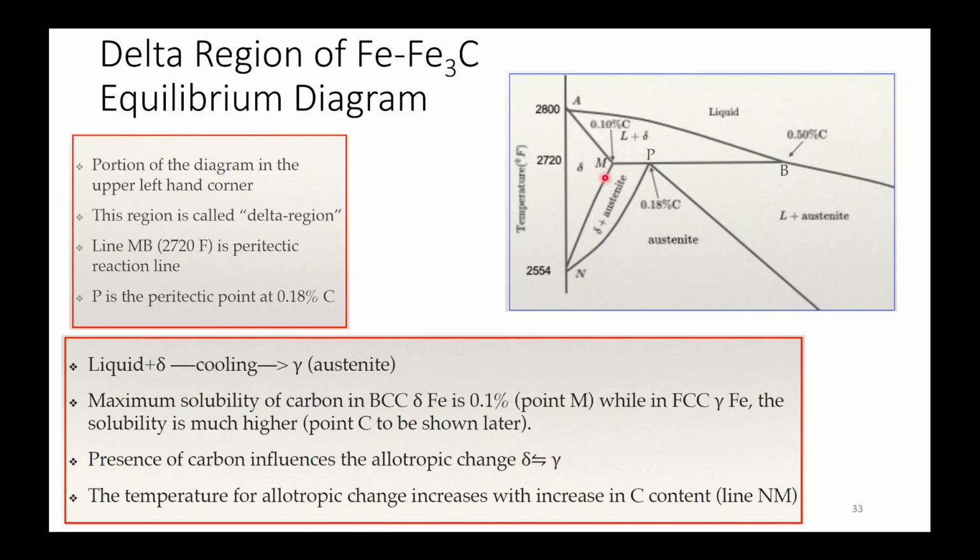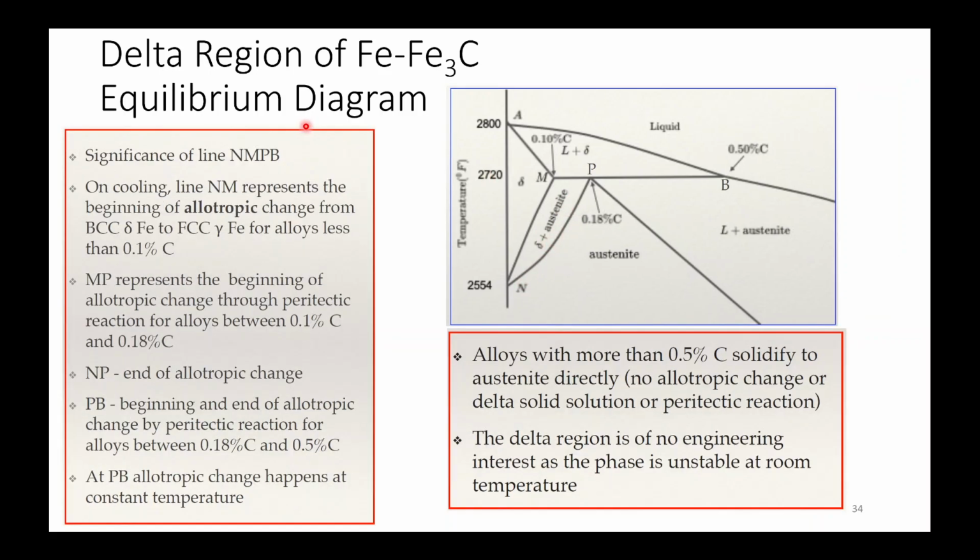So as the carbon keeps on increasing, you can see how delta is converting into austenite. This line depends on the carbon percentage. Now NMPB, the significance of this line is shown here.